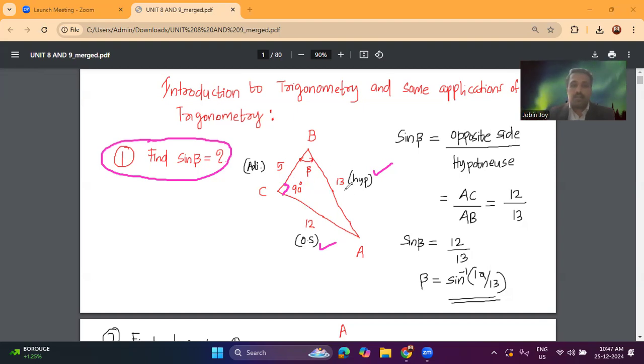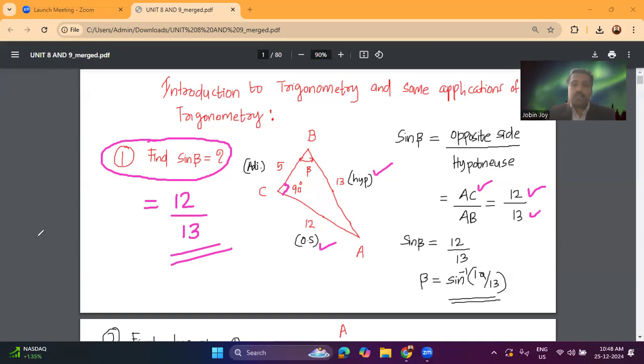So hypotenuse is 13 units, opposite side is 12 units, and adjacent side is 5 units. Calculate sine beta. So what is the relation to calculate sine? Sine is equal to opposite side by hypotenuse. Here opposite side is AC. So I will write AC divided by hypotenuse, which is AB. So AC by AB. AC is 12 units, and hypotenuse AB is 13. So 12 by 13. So the value of sine beta is equal to 12 by 13. This is the answer.